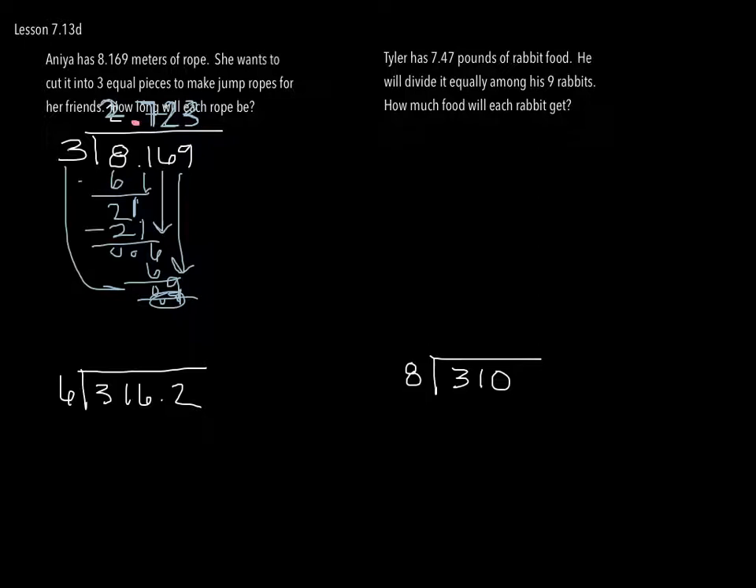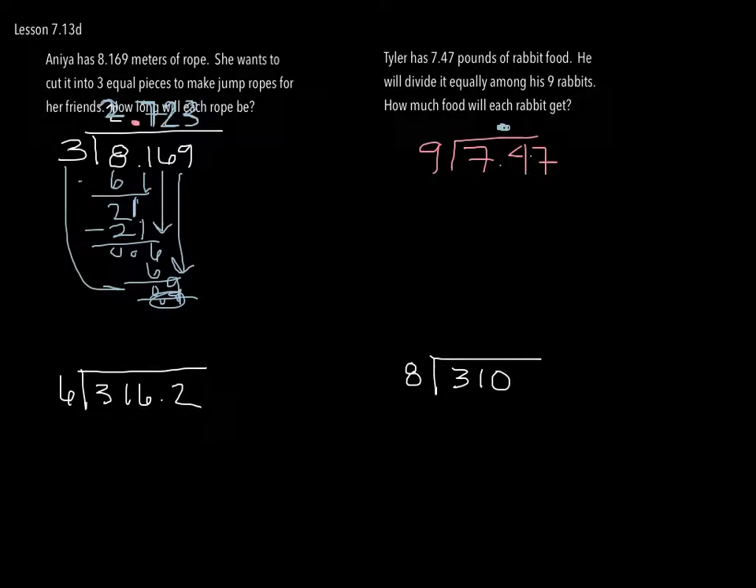Okay, so the next problem, we've got Tyler with 7.47 pounds of rabbit food. He's going to divide it equally among his 9 rabbits. So I'm going to take 7.47 and divide that by 9. First thing we're going to do, and I do it in a different color just to make sure that everyone sees it. Okay, now we're ready to divide.